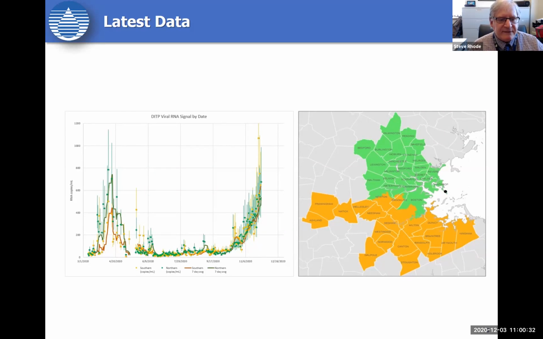And then on the left is the actual timeline of data with error bars shown. And so you can see the trend there that really peaked in April and then has started to increase in mid-October and is unfortunately still trending upwards at this point. The solid lines are the 7-day average results, and then the individual data points with the error bars are the actual individual sample data. So that's all I have.